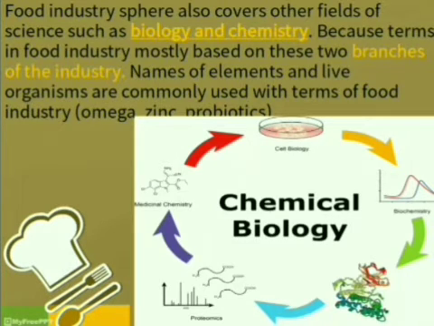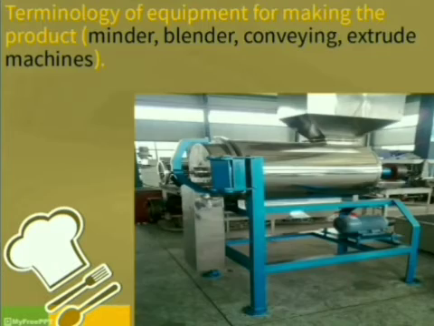The food industry sphere also covers other fields of science, such as biology and chemistry, because terms in the food industry are mostly based on these two branches. Names of elements and living organisms are commonly used with the terms of the food industry, for example, zinc, probiotics, omega, and so on. You may come across biology and chemical terms. Terminology of equipment for making the products: grinder, blender, conveying, extrude, machines, and so on. This kind of equipment technology is closely related to the food industry. Sometimes it is required to know this terminology.